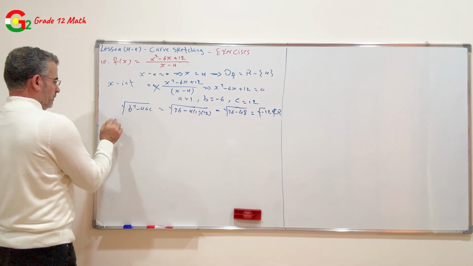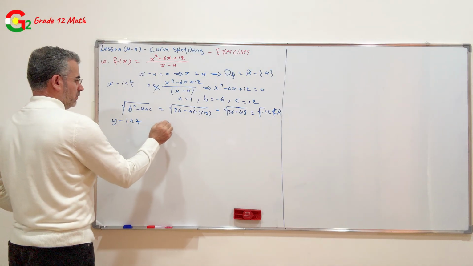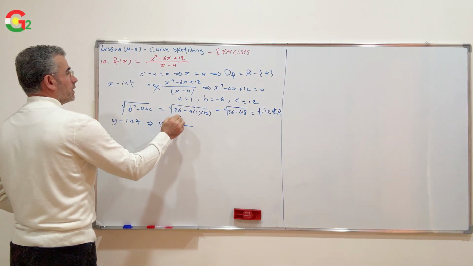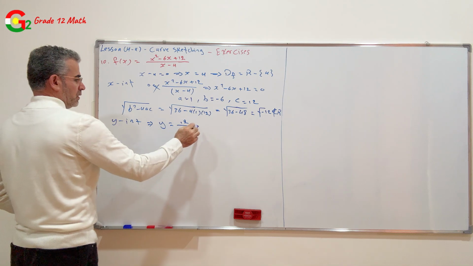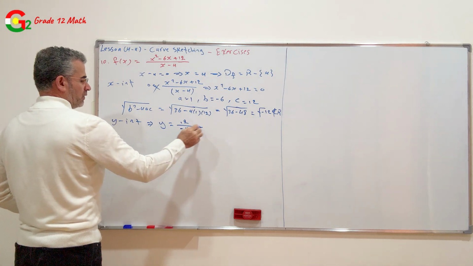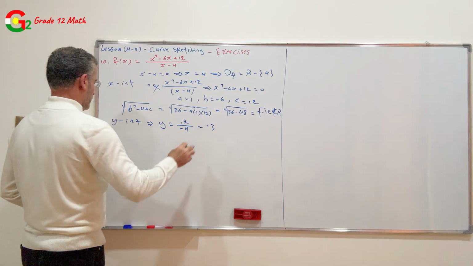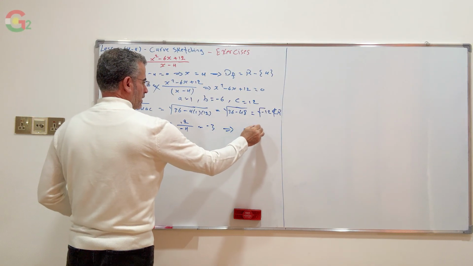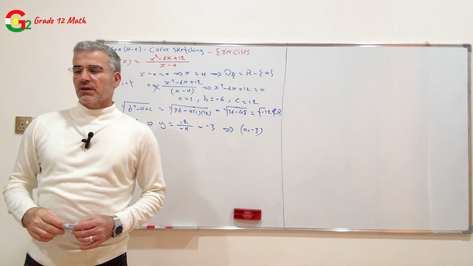For y-intercept, we set x equals 0 and find the value of y. Therefore, y will be equal to 0 minus 0 plus 12 over 0 minus 4, 12 over negative 4, negative 3. Therefore, 0, negative 3 is the y-intercept point.